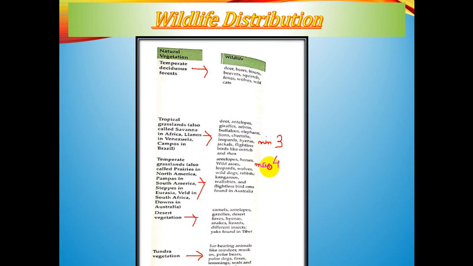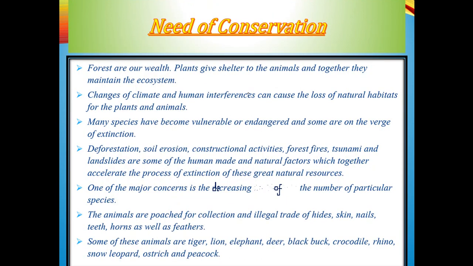You can note it down in your copy in this tabular order. So there is nothing to be explained about what type of wildlife is found in which type of natural vegetation. I am moving to my next part of today: continuously the wildlife and the natural vegetation are depleting, declining. So why is there a need for conservation?